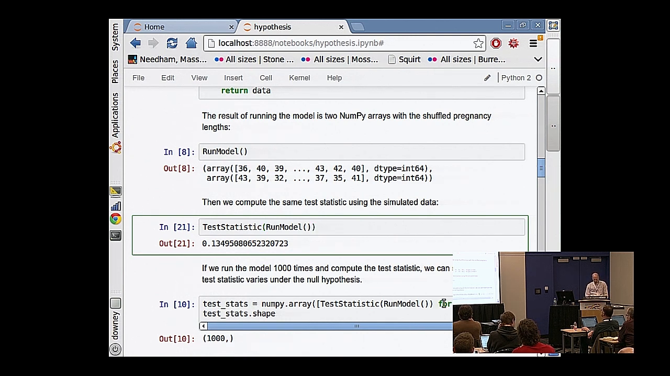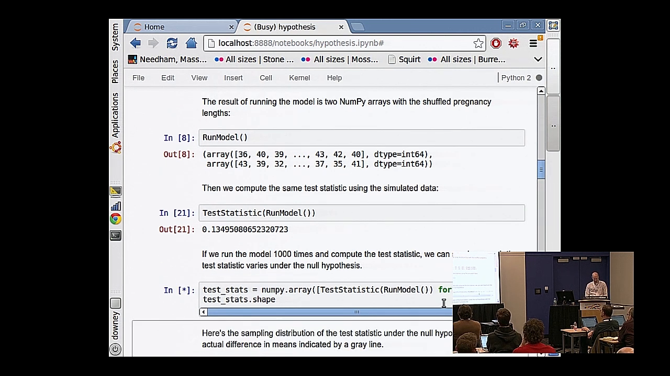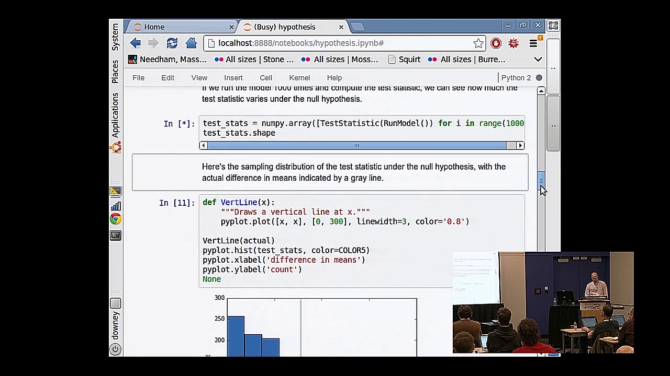So if I now run it 1,000 times and collect all the test statistics, I will have an array that contains 1,000 different hypothetical test statistics under the null hypothesis, and then I plot that.